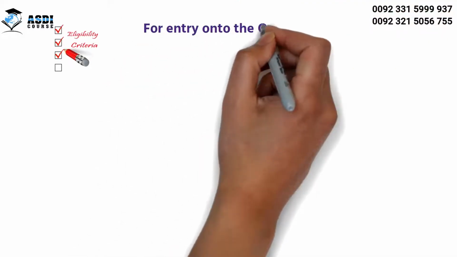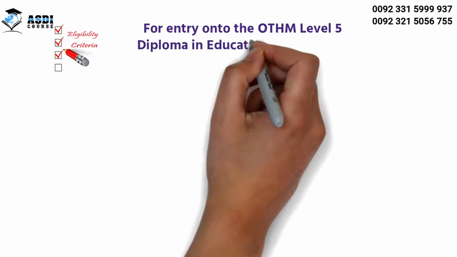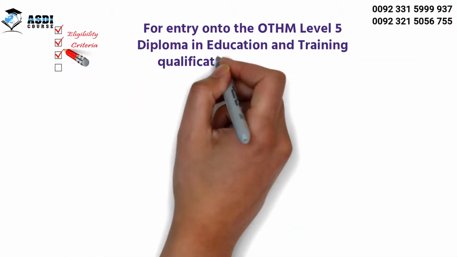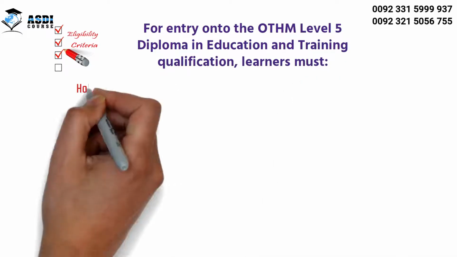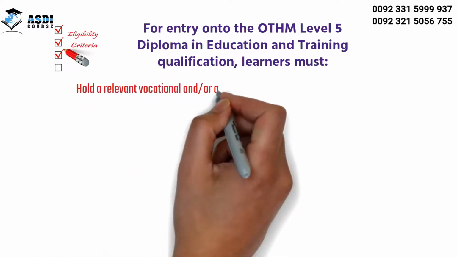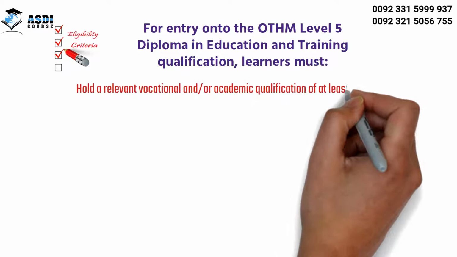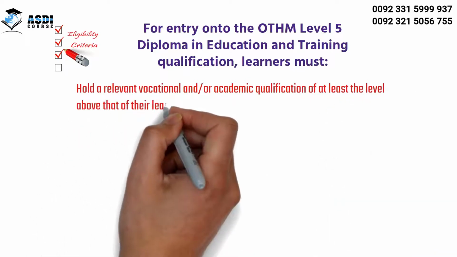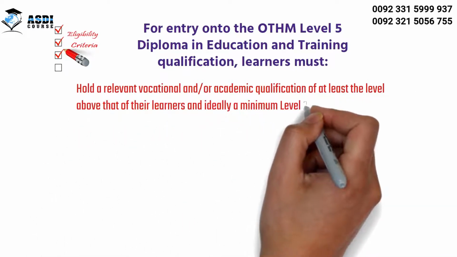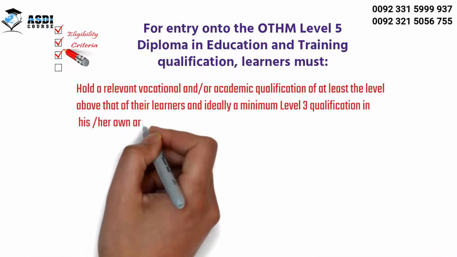For entry onto the OTHM Level 5 Diploma in Education and Training qualification, learners must hold a relevant vocational and/or academic qualification of at least the level above that of their learners, and ideally a minimum Level 3 qualification in his/her own area of specialism.